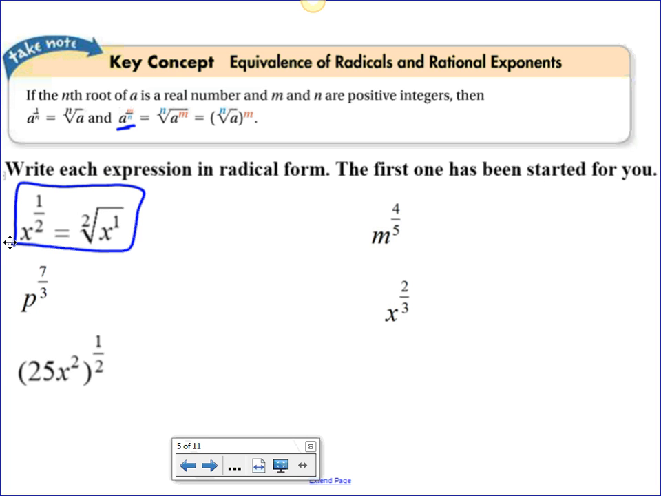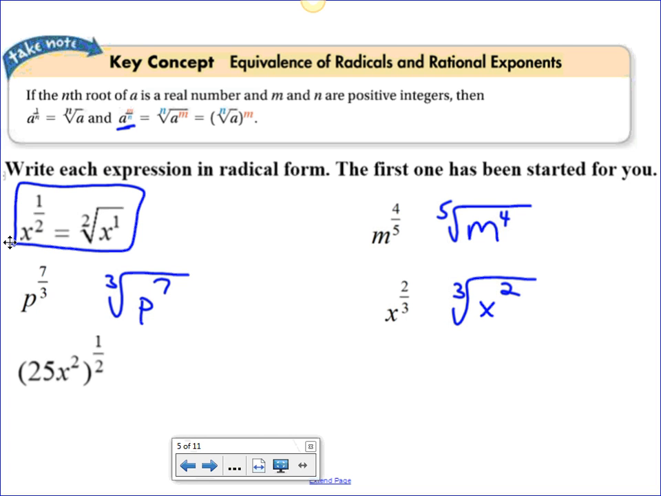So the first one's done for us. The second one, if we work across, I have m to the 4/5 power. So the index is the 5, and the power underneath is the 4. So it's really m to the 4th to the 5th root. If I looked at this next one, p to the 7/3 power is really the third root of p to the 7th. Or if I have x to the 2/3 power, that would really be the cube root of x squared.